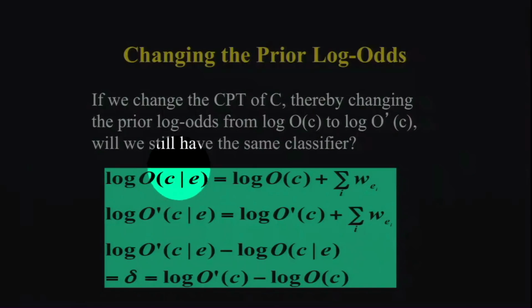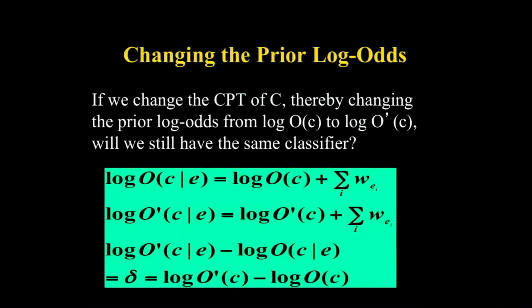Let's take the difference. This minus that. What happens? These cancel, and look what you get. This difference is that difference, and let's call that delta. You're going to see delta on the next slide. So in this space, in the log odds, the beauty of it is if you're making a change to the prior, it will be exactly the change that you will see in the posterior log odds.